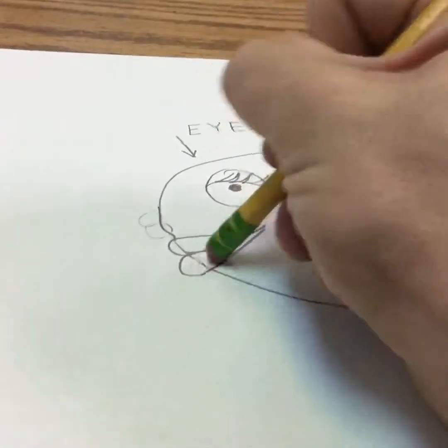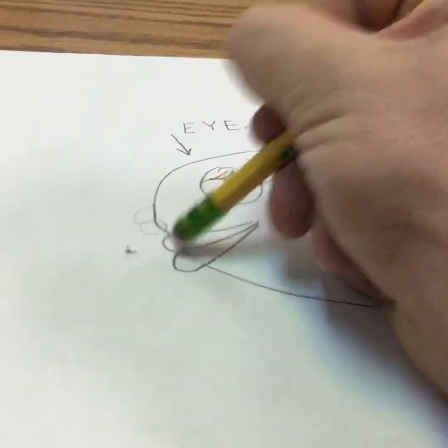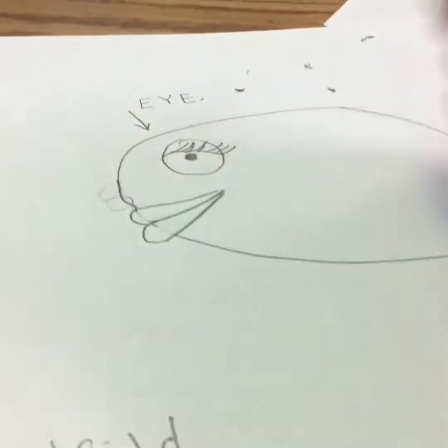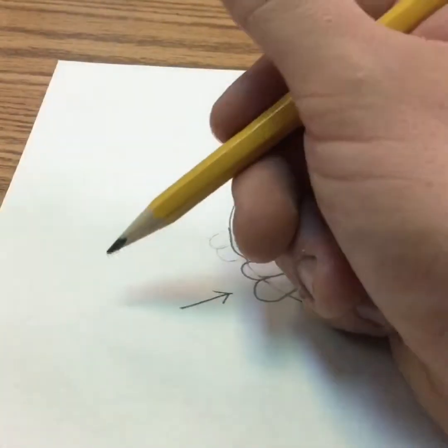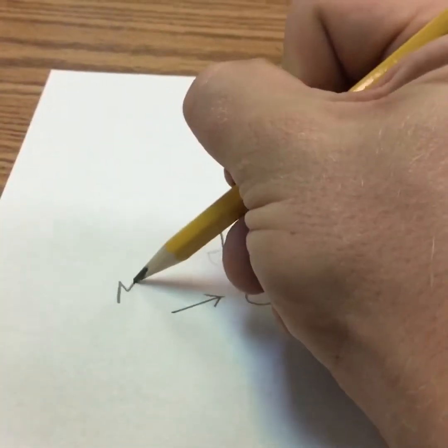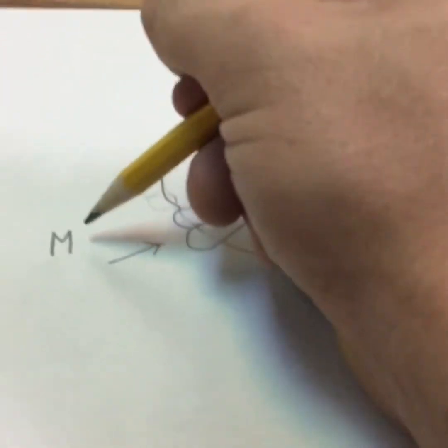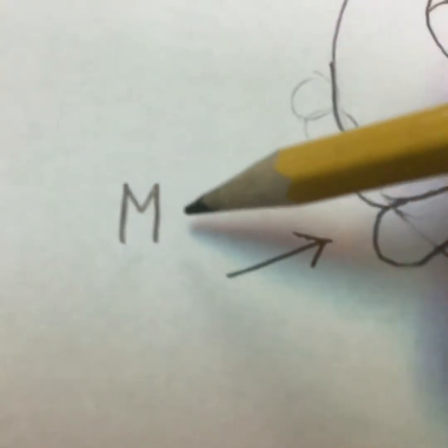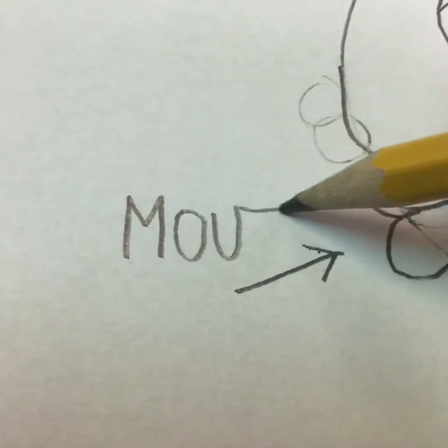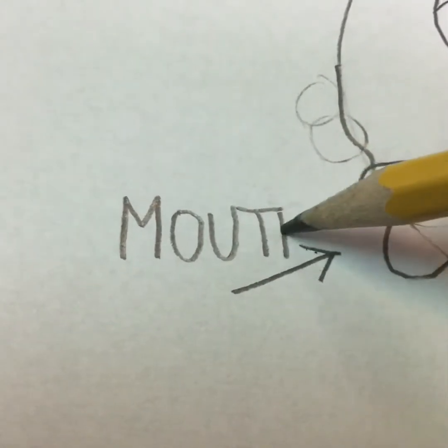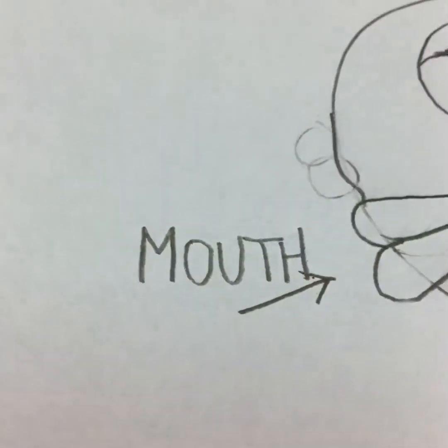Okay, so I have my lips. I'm just gonna erase a little bit right here so it looks a little bit more normal. And then I'm going to draw an arrow pointing right to the mouth, and you are going to write mouth. Each fish has a mouth. I'm gonna zoom in a little bit so you can see. M-O-U-T-H. Go ahead and label this mouth.